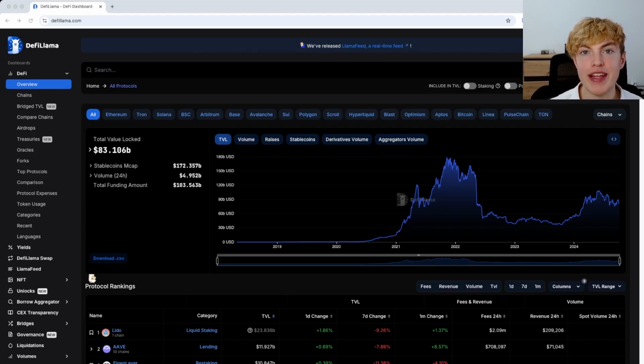Today we're going to be diving into the best potential Base yield farms that we can find. So first thing we're going to want to do is go over to DeFi Llama right here. This is just one of the many awesome tools that we use.